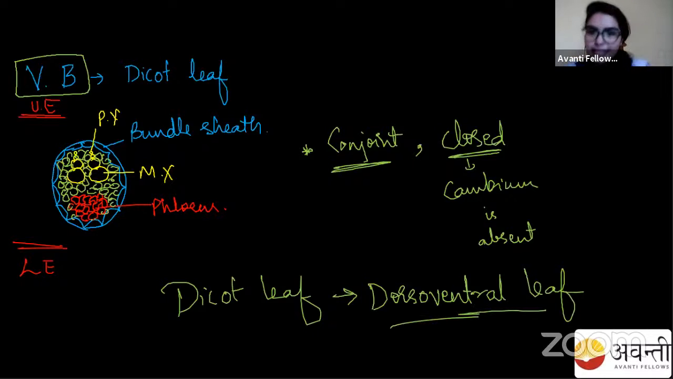So do you know what is the reason for this? Why do we call the dicot leaf the dorsoventral leaf? Do you know? Tell me. If you know, say yes. If you don't know, say no. Because I'm going to explain it now.